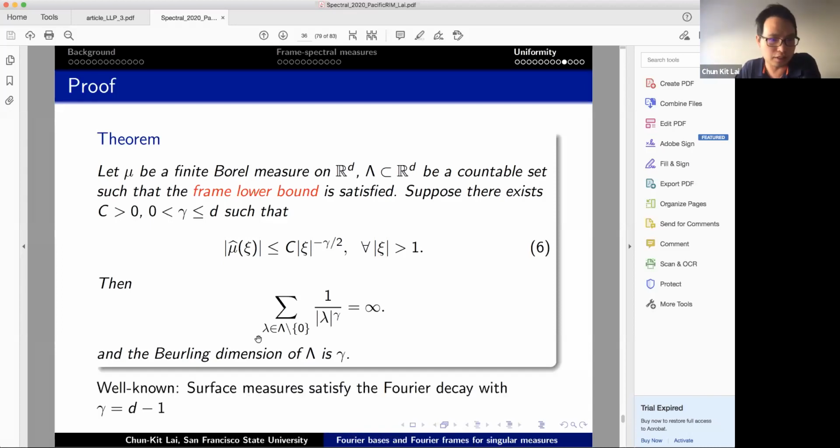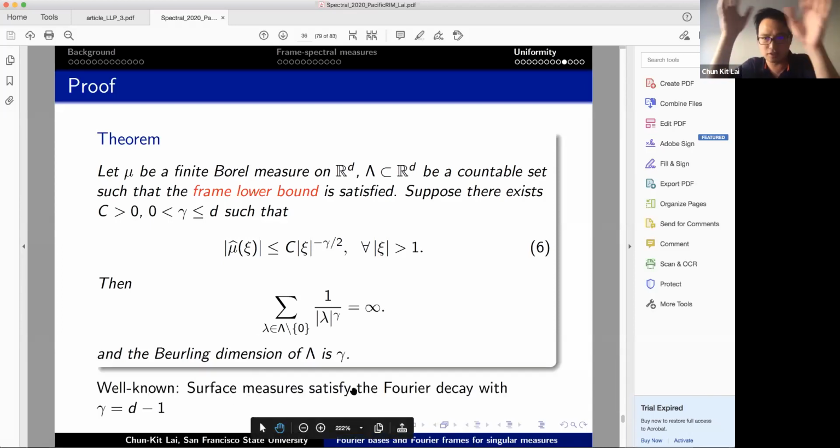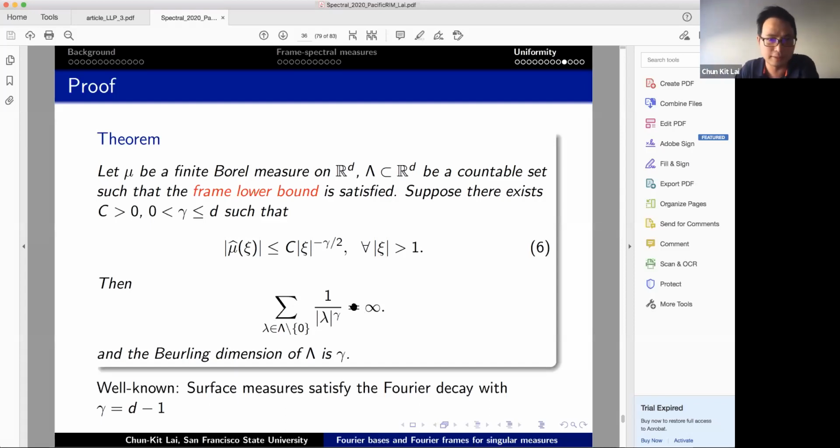Everyone knows the surface measure of spheres has a Fourier decay of d minus 1. So if you sum up to d minus 1, it must be infinity. But if you consider the Cantor measure, this will be false. You don't have Fourier decay for the Cantor measure. Actually, you can construct everything to be finite, as expressive as you want.